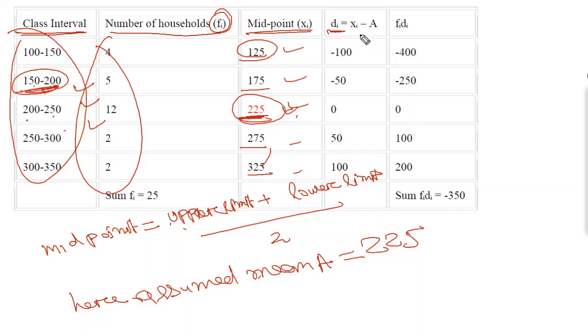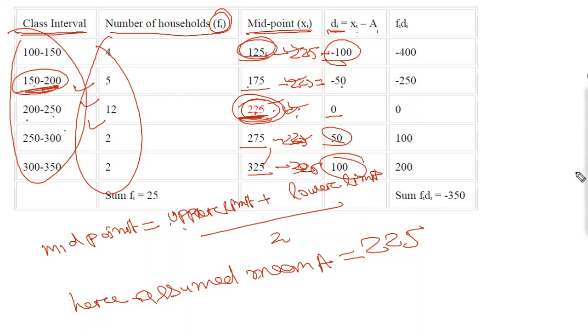Now what do we have to find? di. You know that di equals xi minus A. So xi is 125 and A is 225. So 125 minus 225 will be equal to minus 100. 175 minus 225 will be equal to minus 50. 225 minus 225 will be equal to 0. 275 minus 225 equals 50. Then 325 minus 225 equals 100.